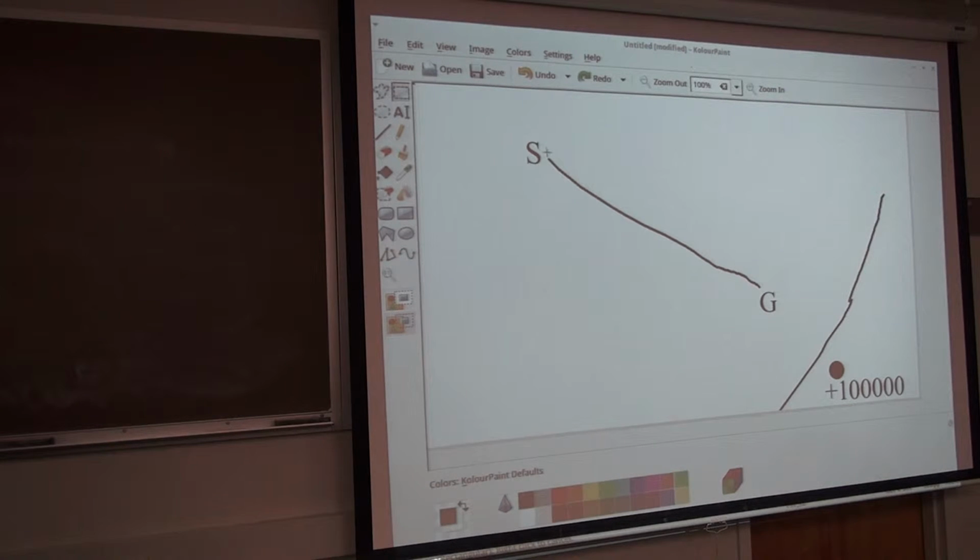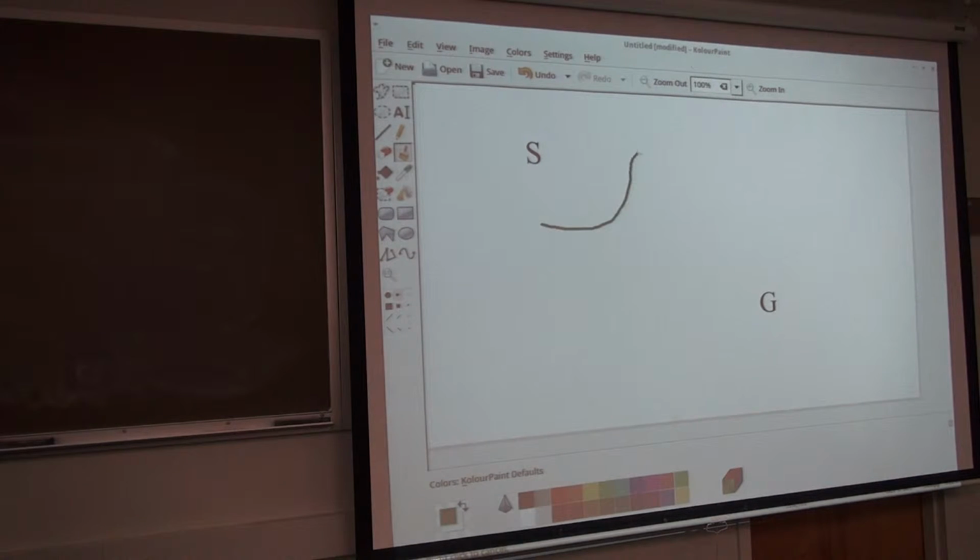Let me just compare it with uniform cost search. So here's uniform cost search. Let me do an example. Let's say there's a barrier here that looks like that. Let's say the barrier looks like that.